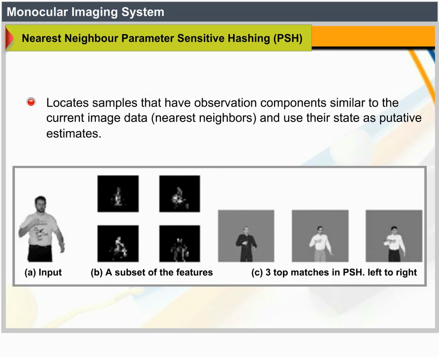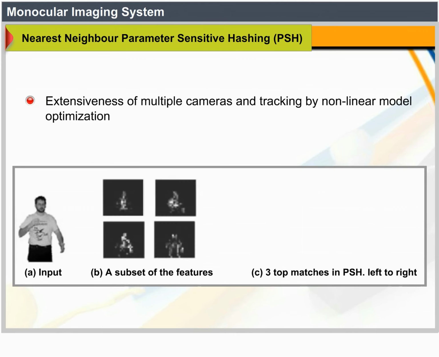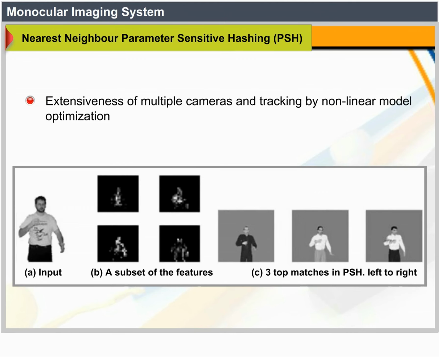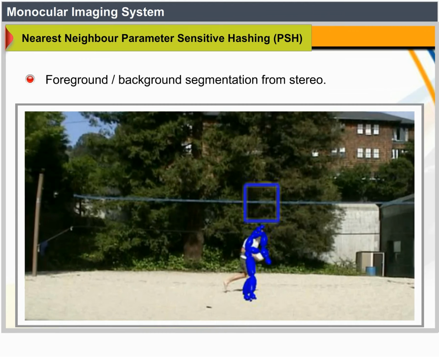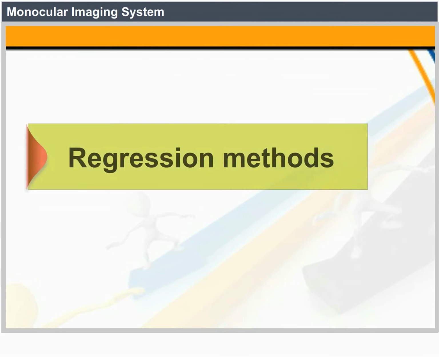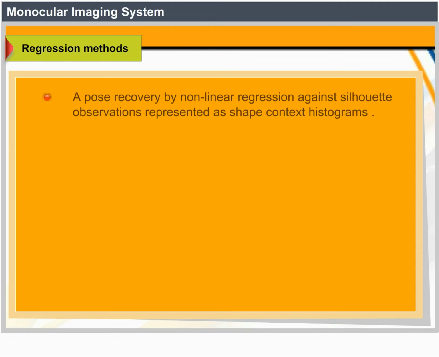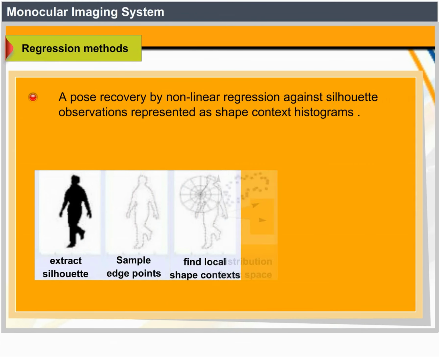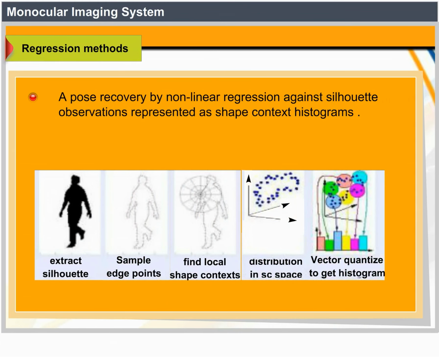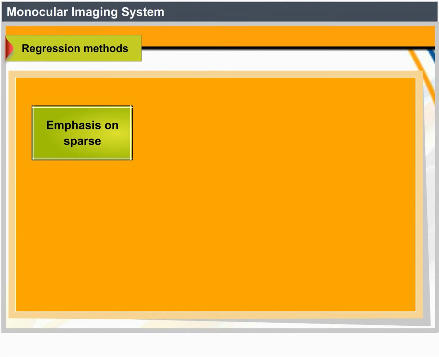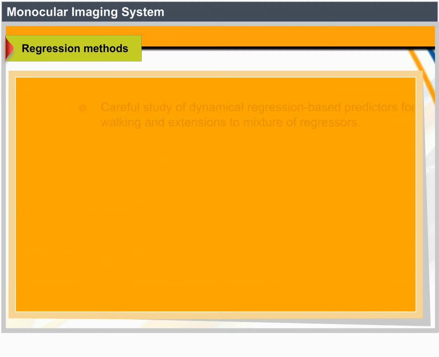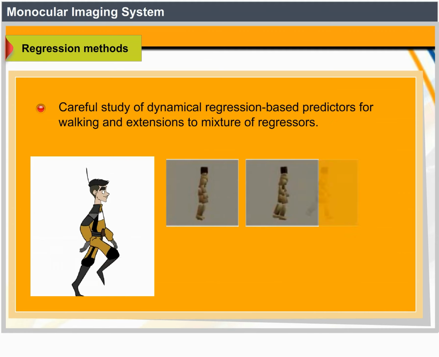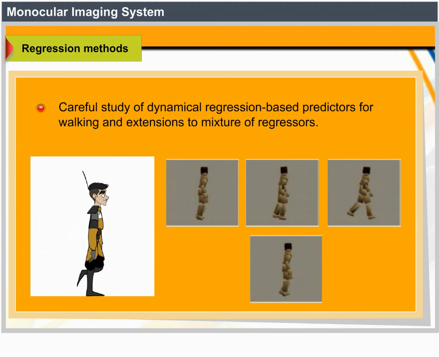Extension to multiple cameras and tracking by nonlinear model optimization, foreground-background segmentation from stereo. Regression methods. Pose recovery by nonlinear regression against silhouette observations represented as shape context histograms, with emphasis on sparse, efficient predictions and good generalization. Careful study of dynamical regression-based predictors for walking and extensions to mixture of regressors.